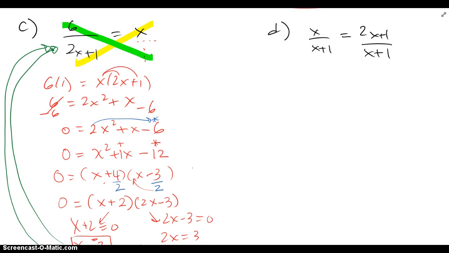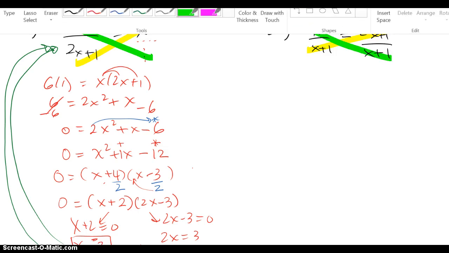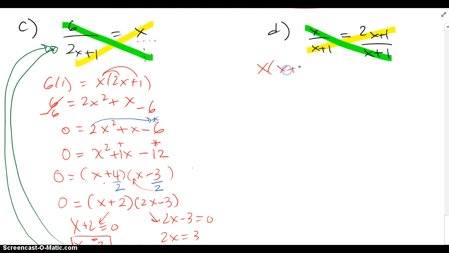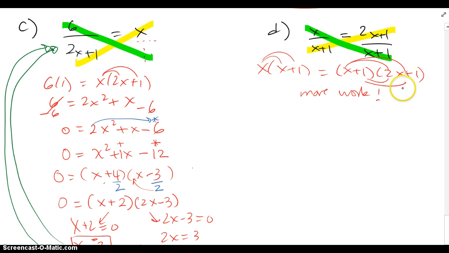Let's go look at part D. Again, I have the option to do the cross product. So if I want, I can do this times this times this guy times the other guy. But notice what happens. I'll have x times (x plus 1) equals (x plus 1) times (2x plus 1). If I do the cross product, this is going to give me more work. I'm going to have to multiply things out, get quadratic equations, set them equal to 0, and so forth.